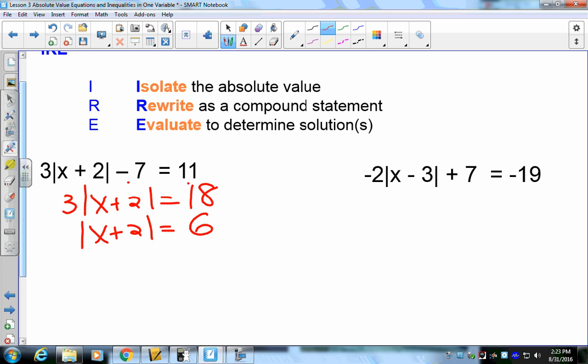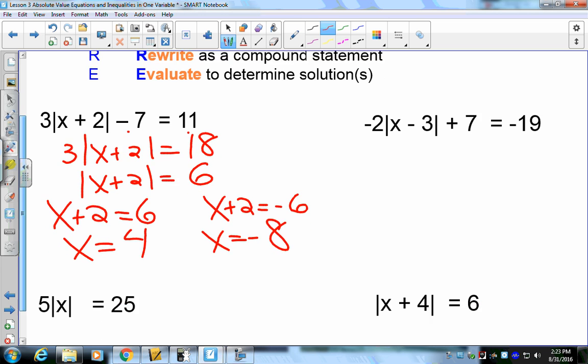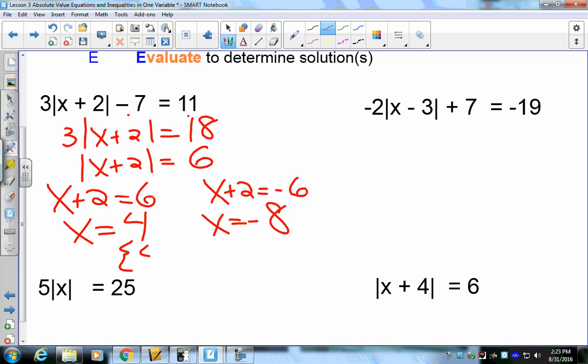So I've got x plus 2 is equal to 6. I've got x plus 2 is equal to negative 6. When I solve, I have x is equal to 4, or x is equal to negative 8. All right, and I could go ahead and plug those back in to check, and they will both work. So I have 4 and negative 8.